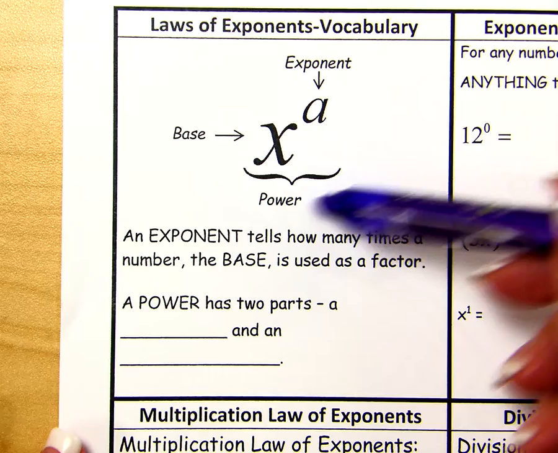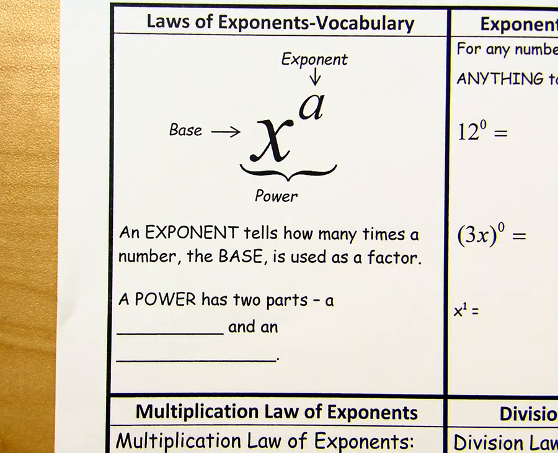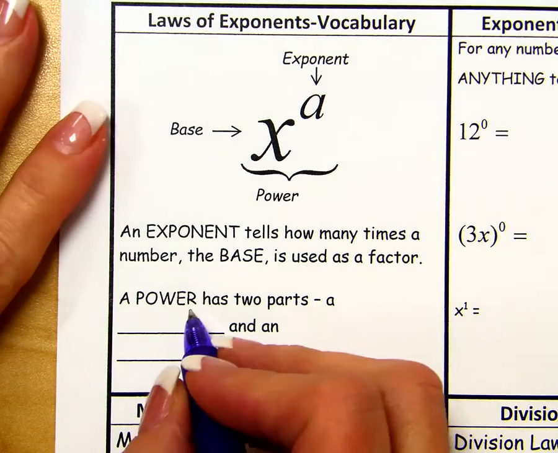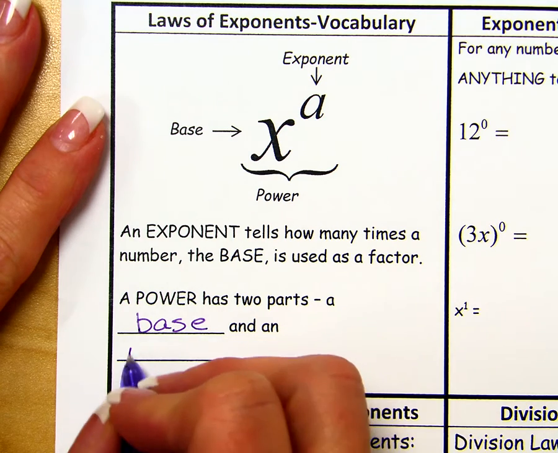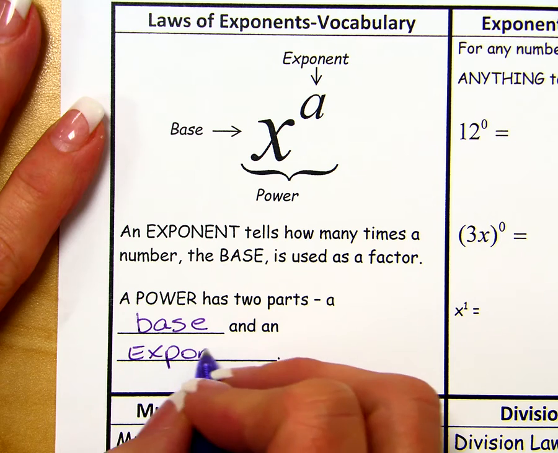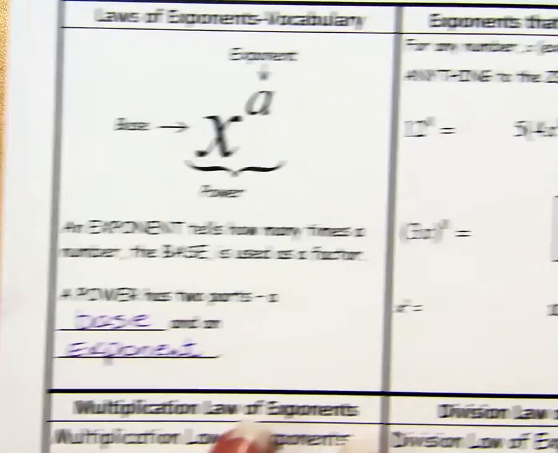This whole thing is what we call a power. You have a base raised to an exponent. That situation is called a power. An exponent tells us how many times a number, the base, is used as a factor. So a power has two parts. It has a base and it has an exponent. Now we have some laws that govern how we add, subtract, multiply, divide these.